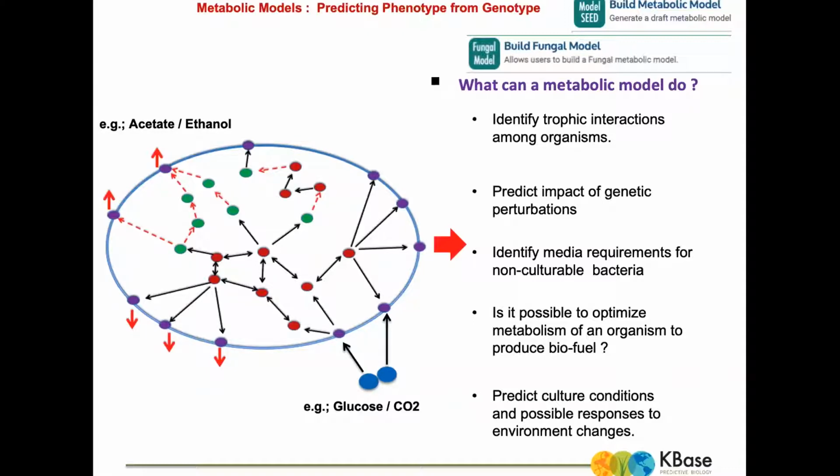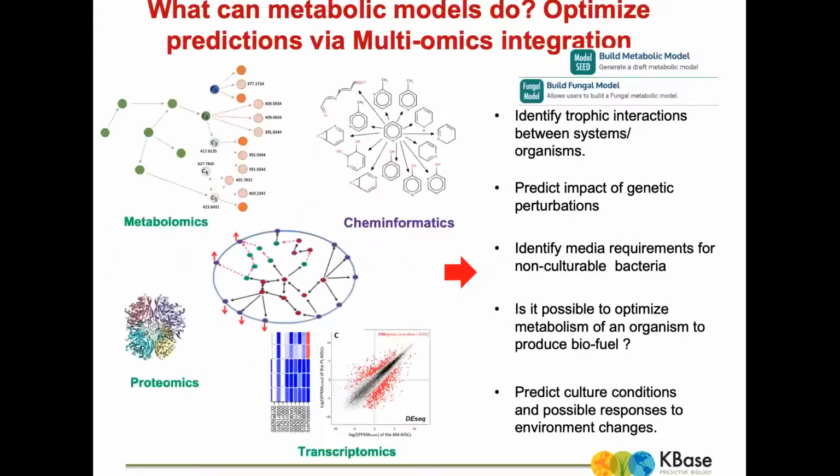In today's workflow that we are going to present, we have an example of how you optimize the production of ethanol in yeast, for instance. And also predict culture conditions and possible responses to environmental changes. These in silico simulations are very useful to derive this kind of conclusions. And once you know the culture media conditions, then you have a head start to go to the laboratory and use those predictions to answer your biological questions.